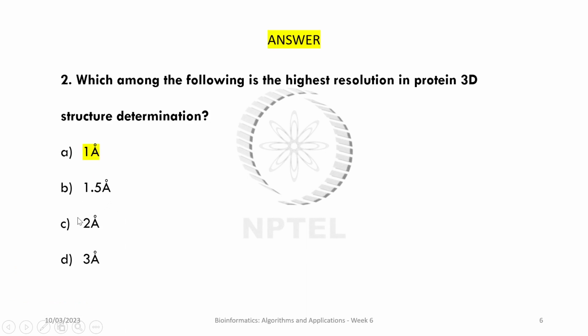So when it comes to highest, I guess it's going to be a hard day today with the eraser not being available easily. So amongst these values, which is the lowest? 1 angstrom, right? Although it's very hard to get a resolution that good. But if the question asks for the highest resolution in protein 3D structure determination, then it has to be 1 angstrom and not the other options, right?